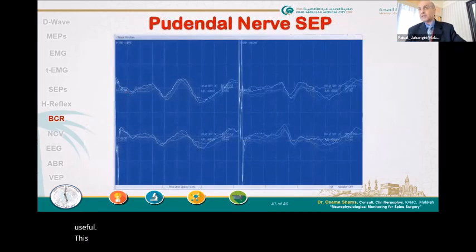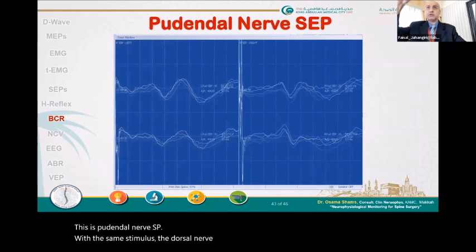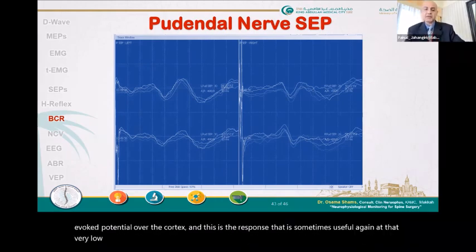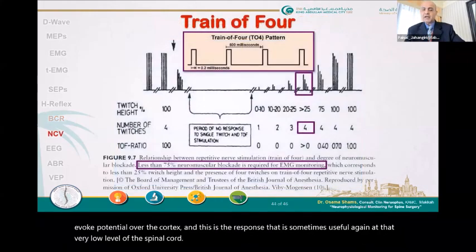This is pudendal nerve SEP. With the same stimulus over the dorsal nerve of the penis, we can record the pudendal nerve sensory-evoked potential over the cortex. And this is the response that is sometimes useful, again, at that very low level of the spinal cord.